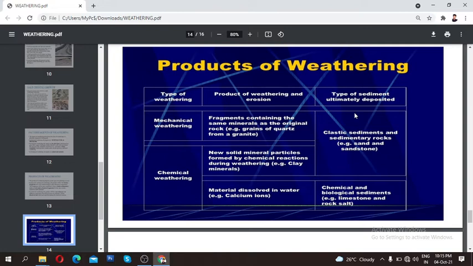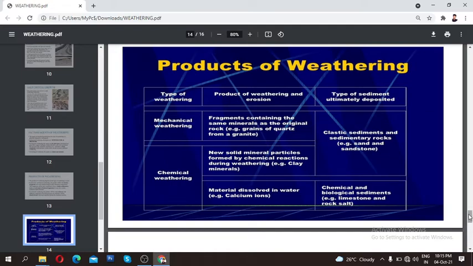Another is the various salts present in dissolving water. An example of that is rock salt. Rock salt is an example for chemical weathering. So this rock salt and limestone are examples of the sediment deposited after chemical weathering. So these are all considered as the products of weathering.